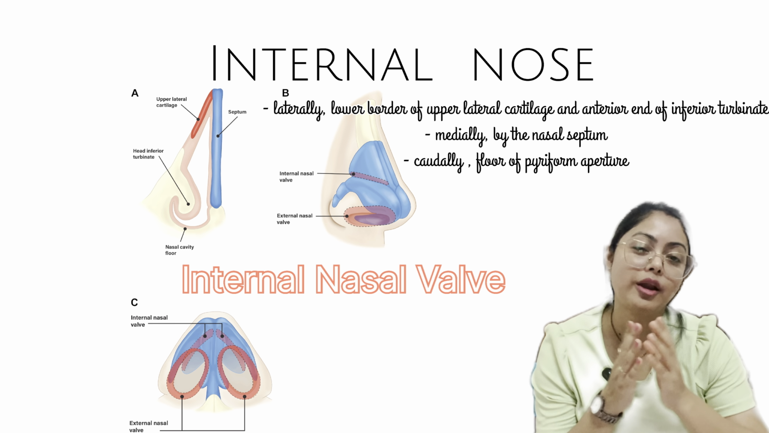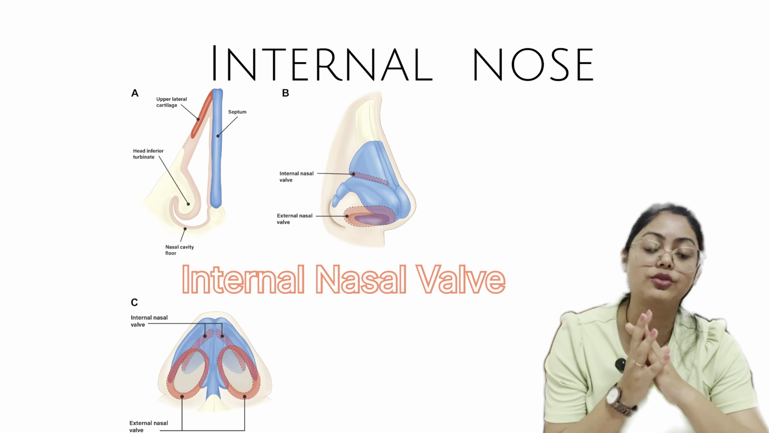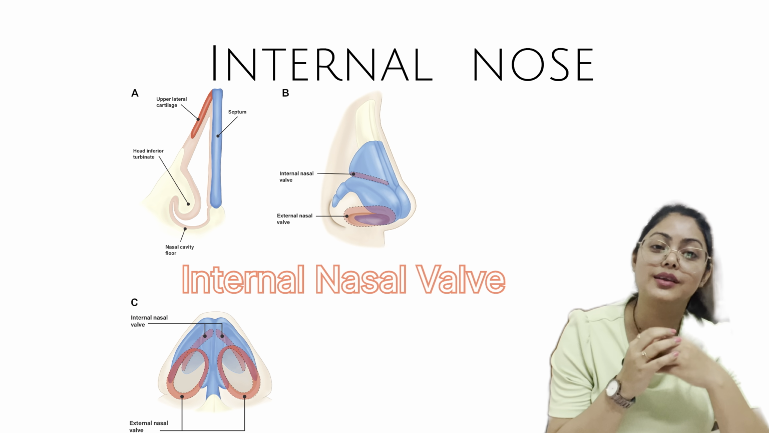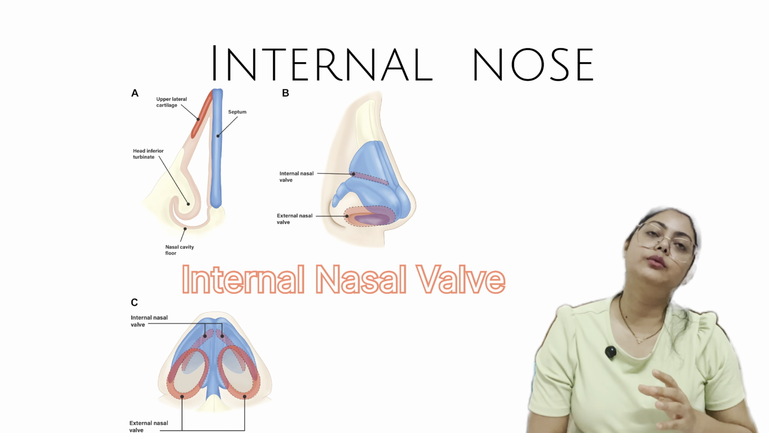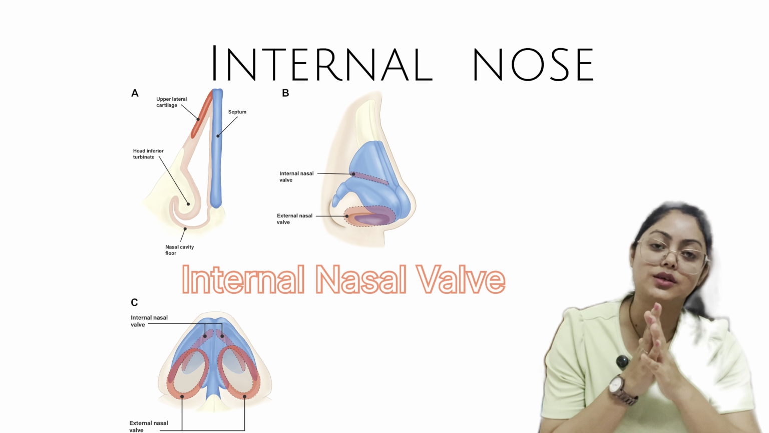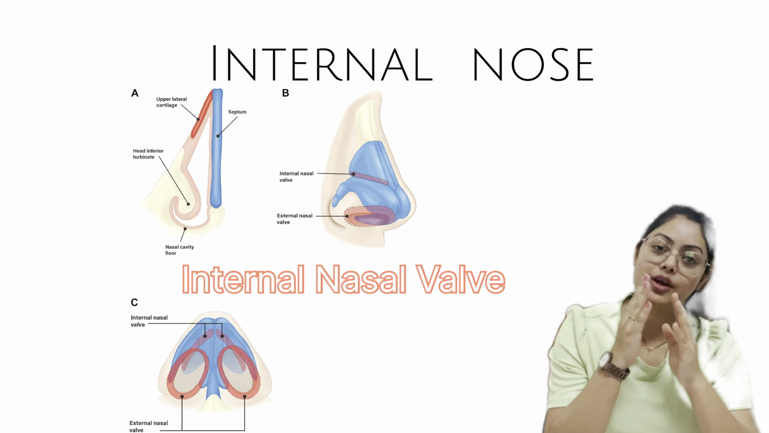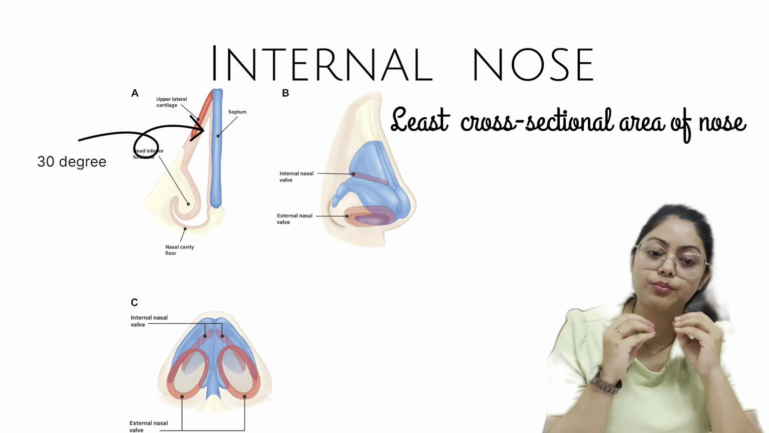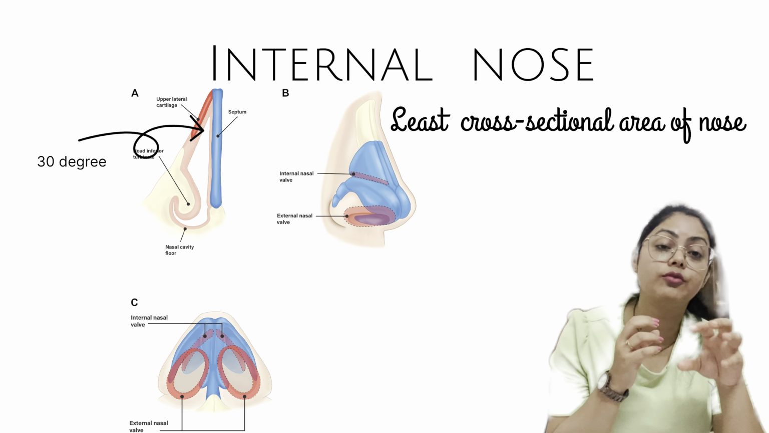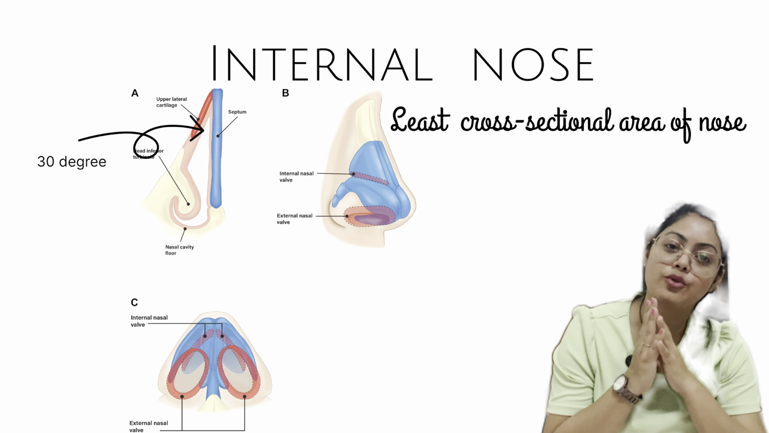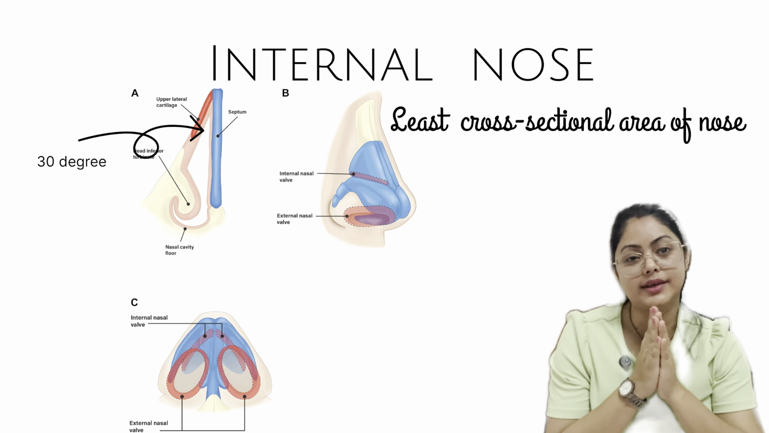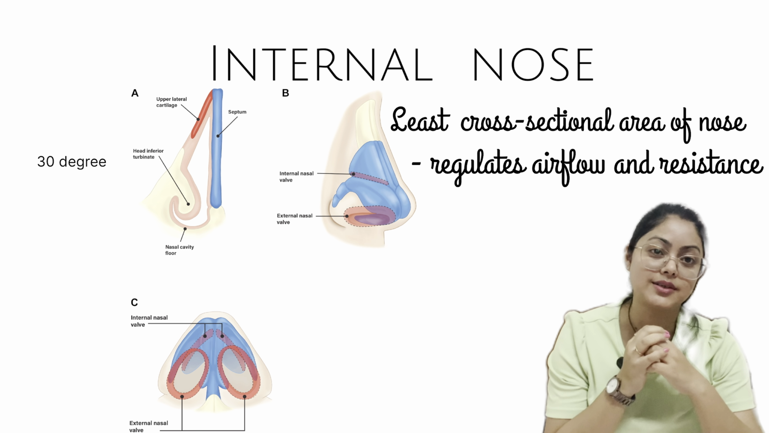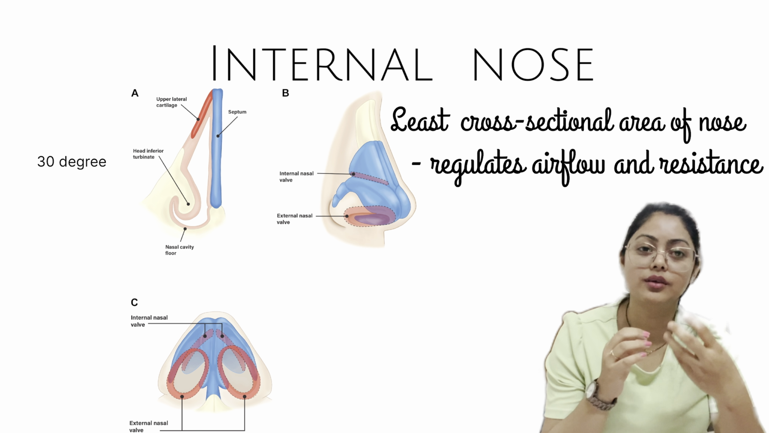Now, what do you mean by the piriform aperture? The piriform aperture is the bony framework of the nasal pyramid. Also, the angle between the nasal septum and lower border of the upper lateral cartilage is nearly 30 degrees. And this nasal valve is important because the nasal valve area is the least cross-sectional area of the nose, and it regulates the airflow and also the resistance during inspiration.